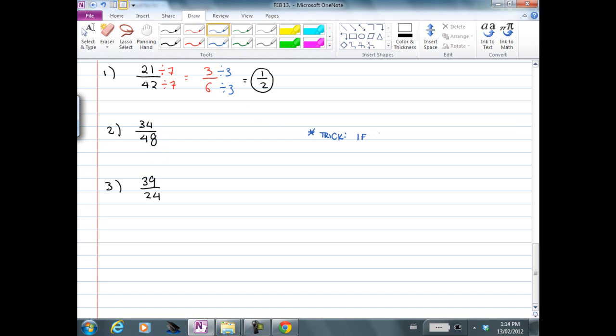If your numerator and your denominator, I'll call them top and bottom, are both even, then you can divide by 2 right away. See, my numerator and my denominator are even. If my top and my bottom are even, I can divide by 2 right off the bat.